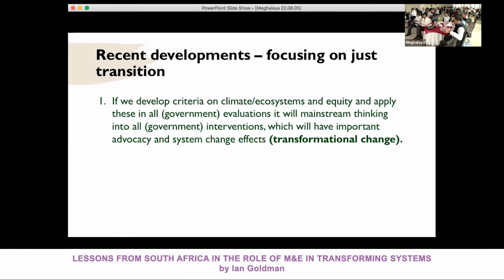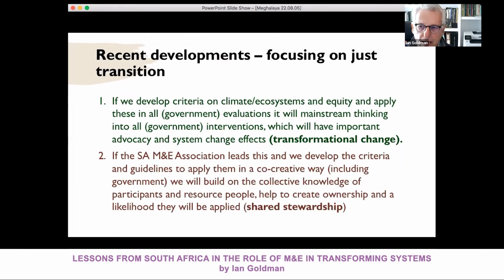And this is part of thinking how we can get some transformational change to happen. And we have another hypothesis, actually, which is if the South African M&E Association leads this, and we develop these criteria and guidelines, and we apply them in a co-creative way, working with government, we'll build on the collective knowledge of participants as well as resource people, help to create ownership, and maximize the likelihood that this work will be applied.